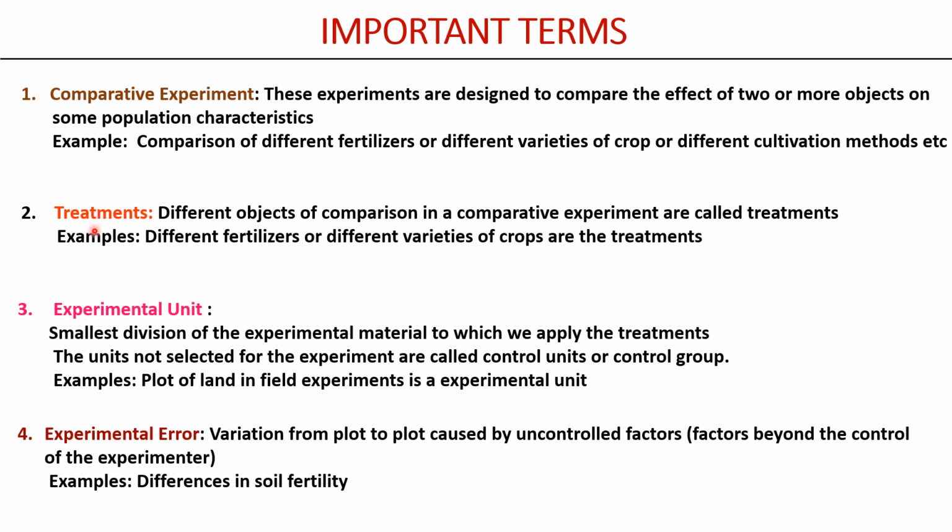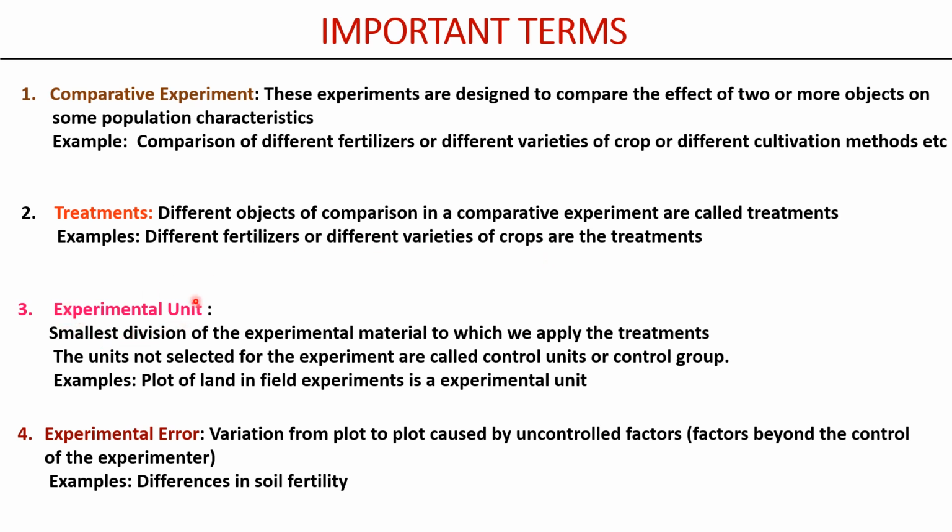Treatments, as I told you in my previous slide, are different objects of comparison like different fertilizers, varieties, methods. They are all objects and they are called treatments. So different objects of comparison in a comparative experiment are called treatments. So it could be different fertilizers, different varieties of crops, etc.